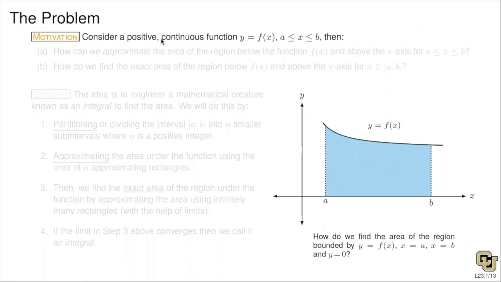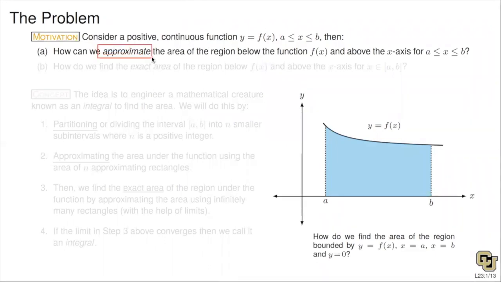So the way we develop the integral is a two-step process. First, we ask the question, how can we approximate the area below the function above the x-axis between a and b? So first, essentially baby steps. Rather than find the exact area right away, first let's figure out how to approximate it. And then using that approximation, let's improve it until the approximation is no longer an approximation, but becomes the exact area. So it's a two-step process where we're building up to the final product, which will be an integral.